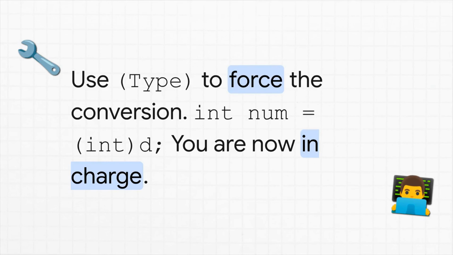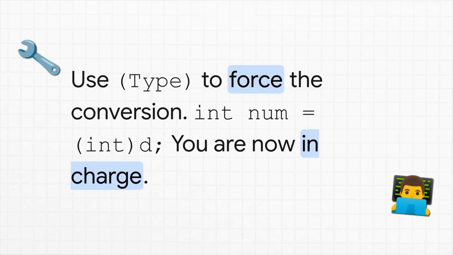You have to tell it, yep, I know I'm about to lose some information here, and I'm doing it on purpose. So how do you signal your intent? How do you tell the compiler, I'm serious about this? You use this very specific syntax. You put the data type you want, in parentheses, right in front of the variable you're converting.